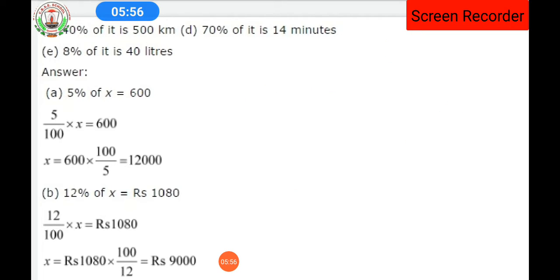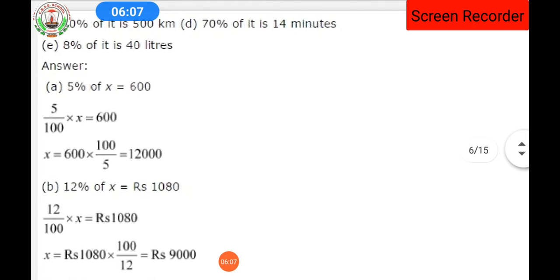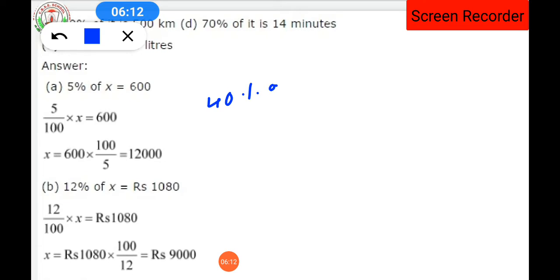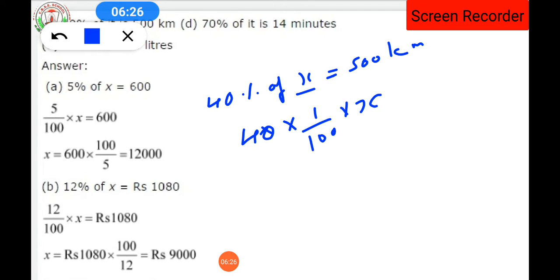So dear student, you can do the calculation as being given. Moving toward the C part of the question. What is the C part of the question we are having? 40% of it is 500 kilometers. Let the whole quantity be x. So 40 into 1 upon 100 into x is equal to 500 kilometers, isn't it?